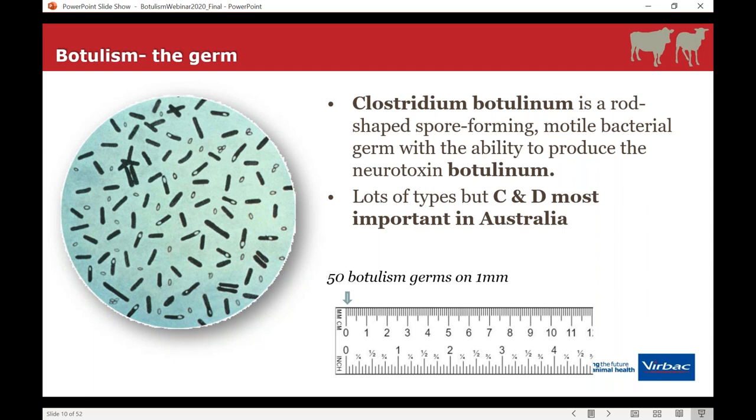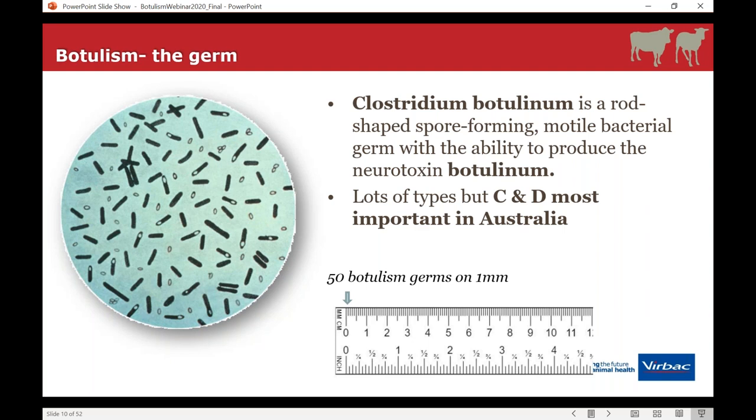If you look at the little circle there, the black rods are the bacteria when it's growing and multiplying. That's when it's alive and active. And then you can see on the end of some of those black rods, you've got a little circle forming, and that's the spore, or the egg stage, or the dormant stage. And then you can see that that's been separated off. So that's generally how botulism is. It's a very small thing. You can see my ruler there, 50 botulism germs are going to fit on 1 millimeter.